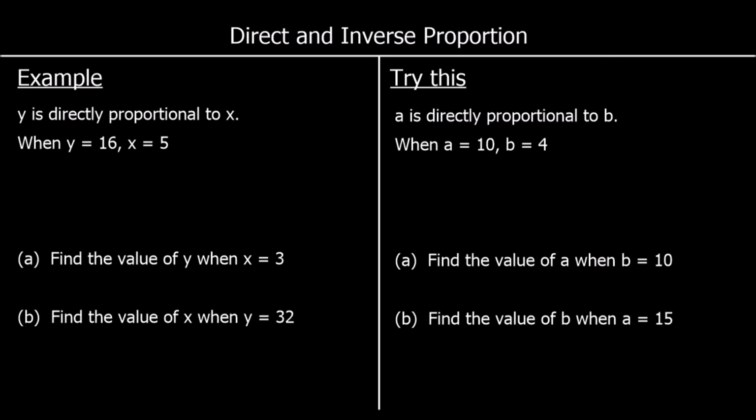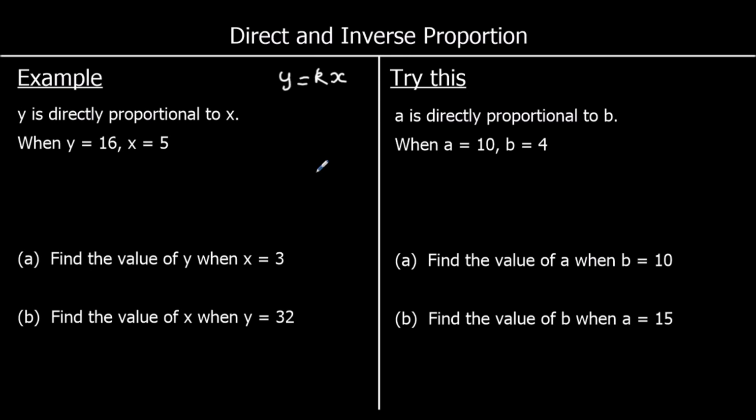In this first example, we are told that y is directly proportional to x. If y is directly proportional to x, that means y is equal to something times x. And because we haven't worked out what that something is yet, we're going to call it k. So if y is directly proportional to x, that means y is kx, something times x.